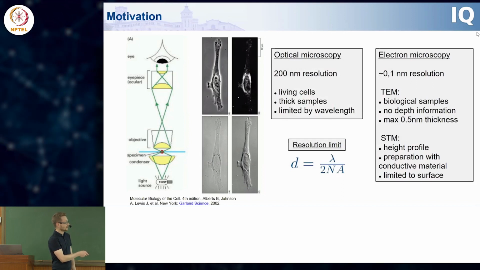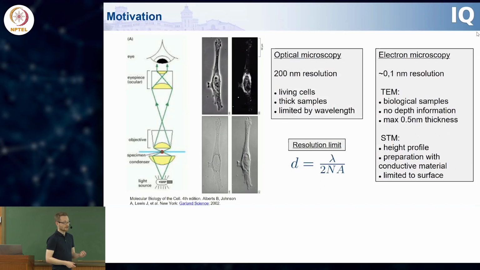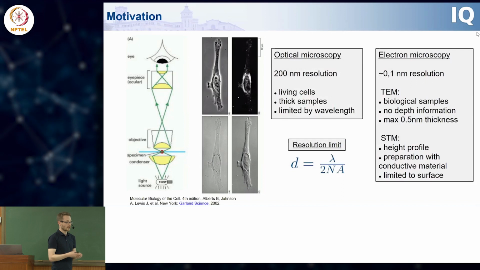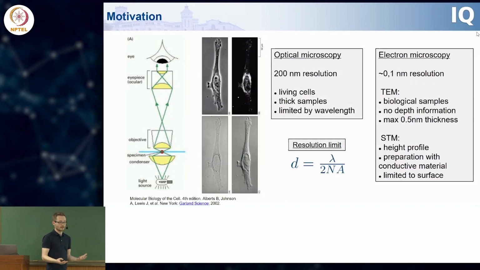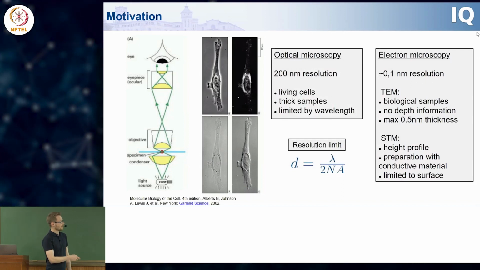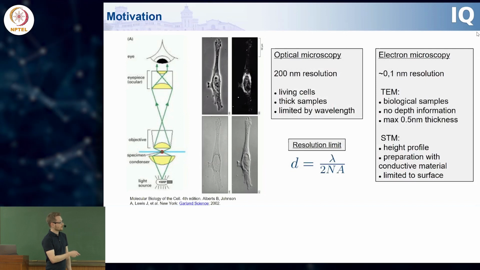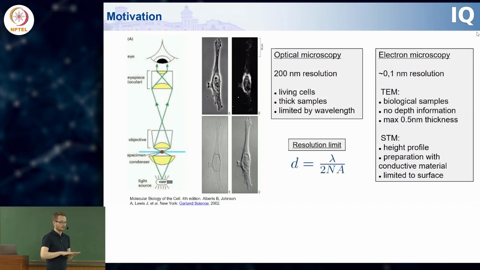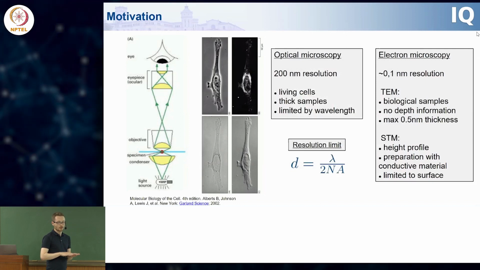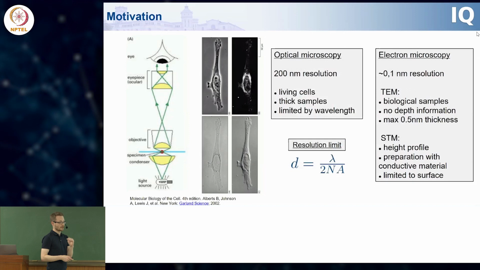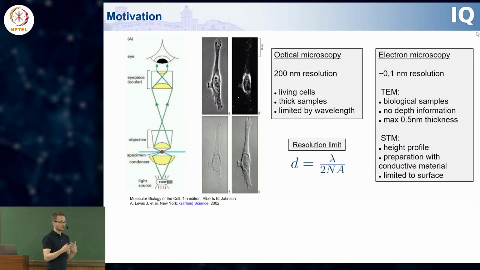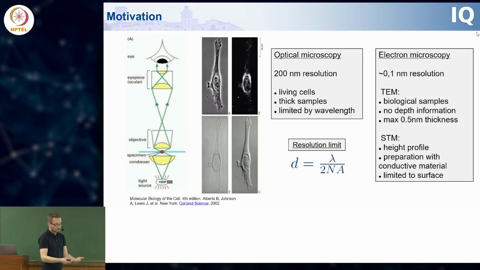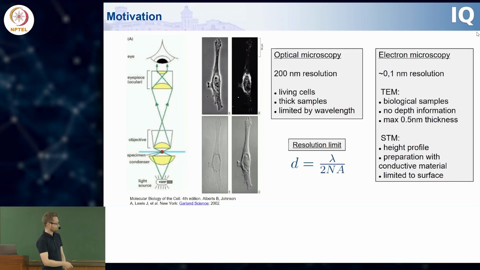Mostly you can still have biological samples, but you have to prepare these samples. You have to bring them into vacuum, which means you can't observe living cells anymore. And the second major disadvantage is that electrons have a fairly high absorption in materials, so you cannot penetrate deep, which means you can only observe the surface of any sample that you want to image.